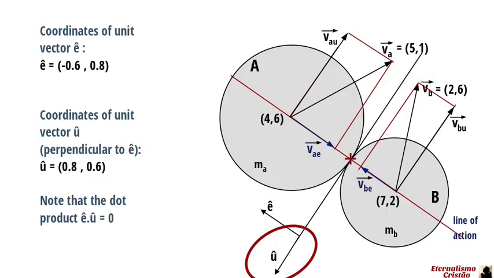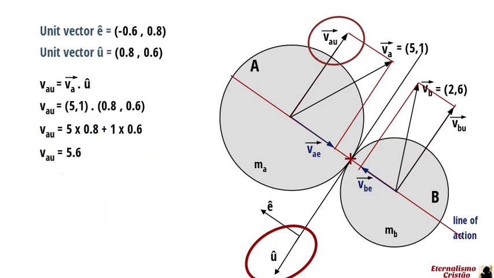It's easy to find the coordinates of the other unit vector, U. Suffice to cross the coordinates of E and apply the opposite sign to one of them, in order to have a null dot product between E and U, as they must be perpendicular to each other. Now that we have the two needed unit vectors, we operate the dot product between them and the velocities of bodies A and B.